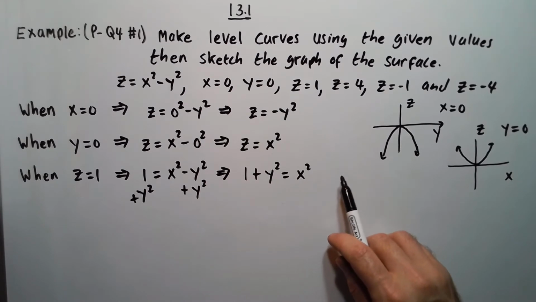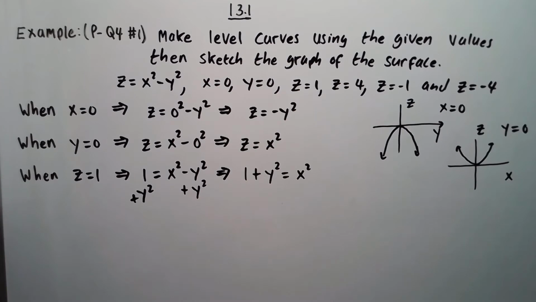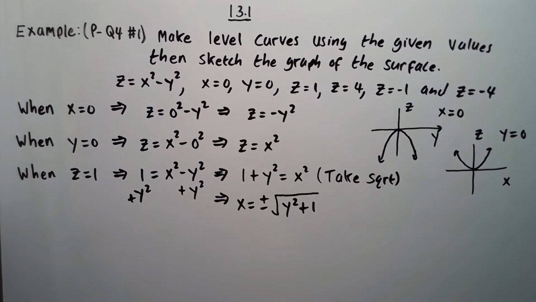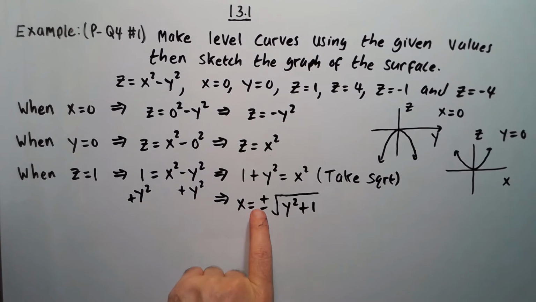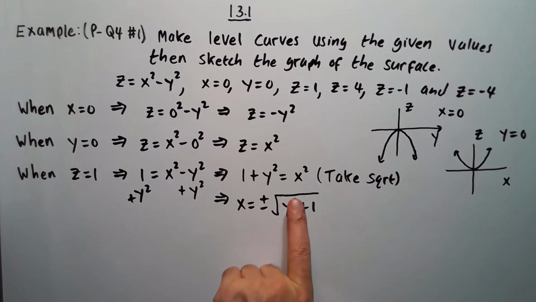Now let's take the square root on both sides. So taking the square root, we'll have x then equals plus or minus square root of y squared plus 1. Now, the smallest that y squared can be is 0, because you're squaring a number. So the smallest the square root can be over here is the square root of 1.